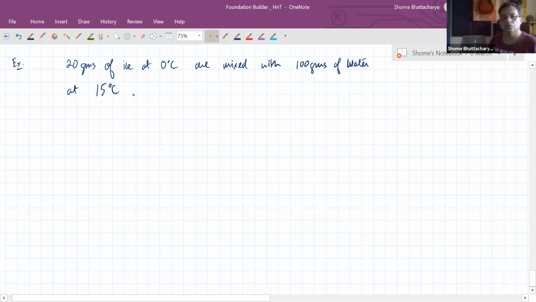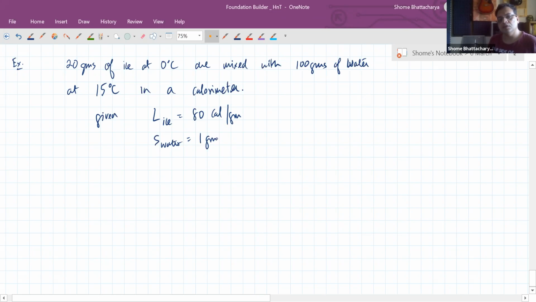At 15 degrees C, in a calorimeter. Latent heat of fusion for ice is given as 80 calories per gram, and specific heat capacity of water, standard value, 1 calorie per gram degree C.